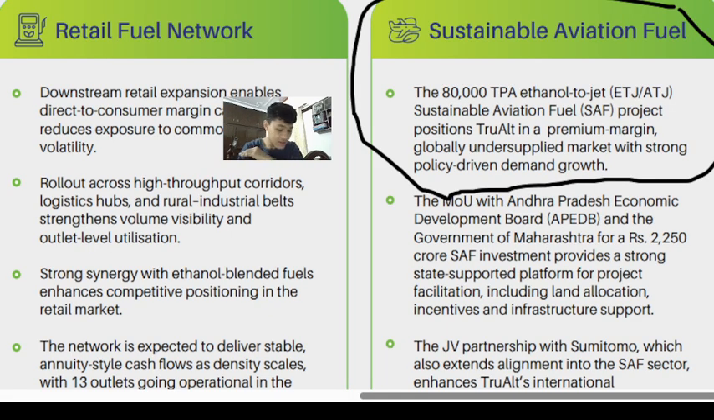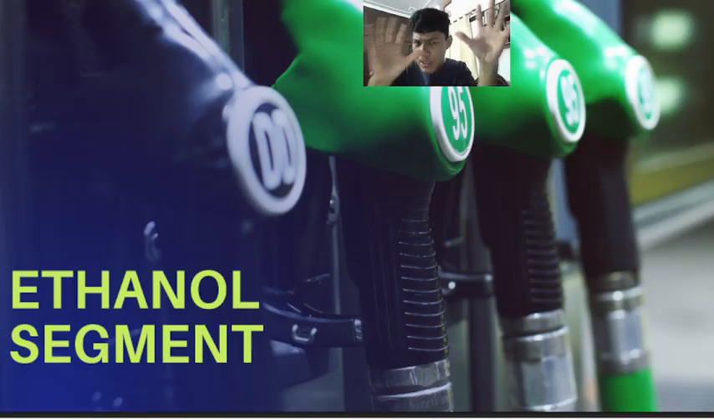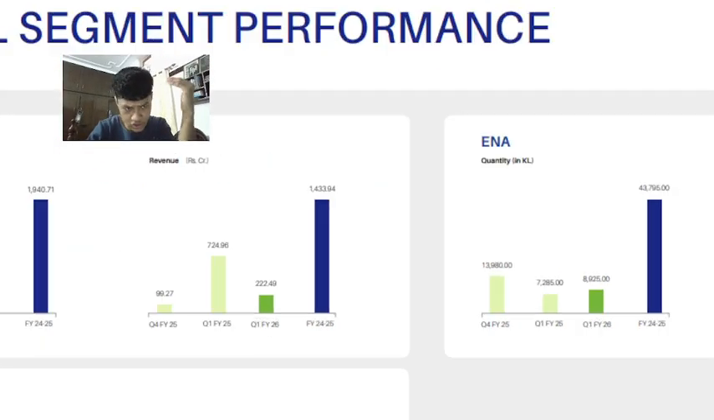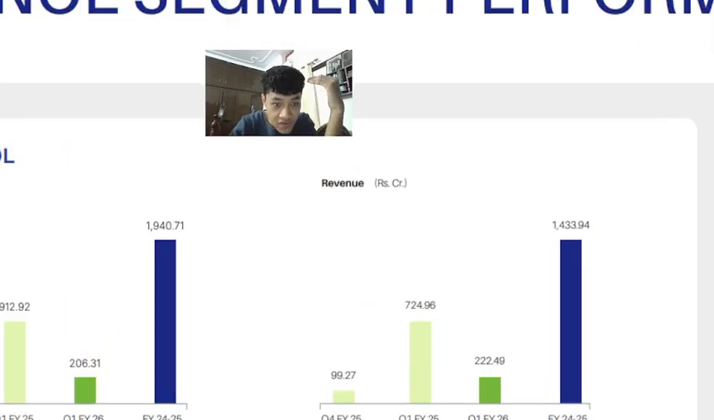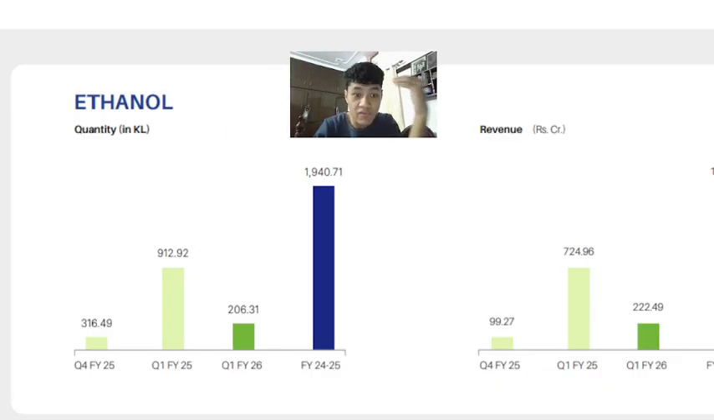Now, finally, revenue segmentation. Where are we making the money from? Remember that in fiscal year 2025, the company had revenues of 1,900 something crores. Keep that in mind. Now you will see how much money is being produced from wherever. First we have the ethanol segment. Sold in fiscal year 2025: 1,940.71 kiloliters worth of ethanol.